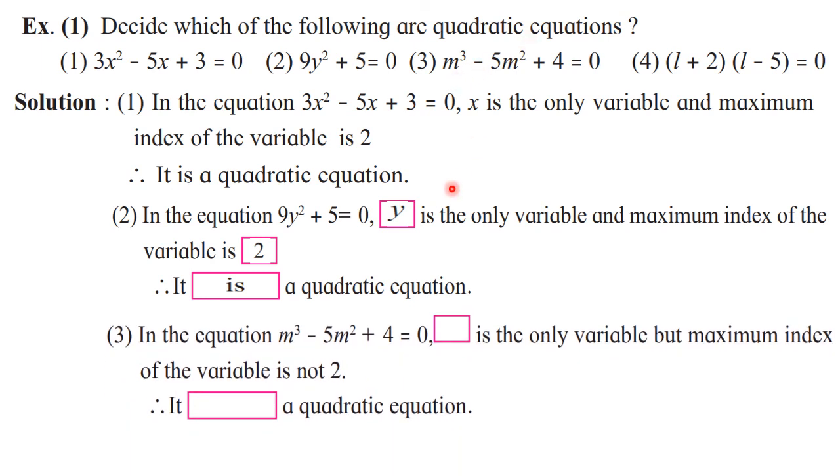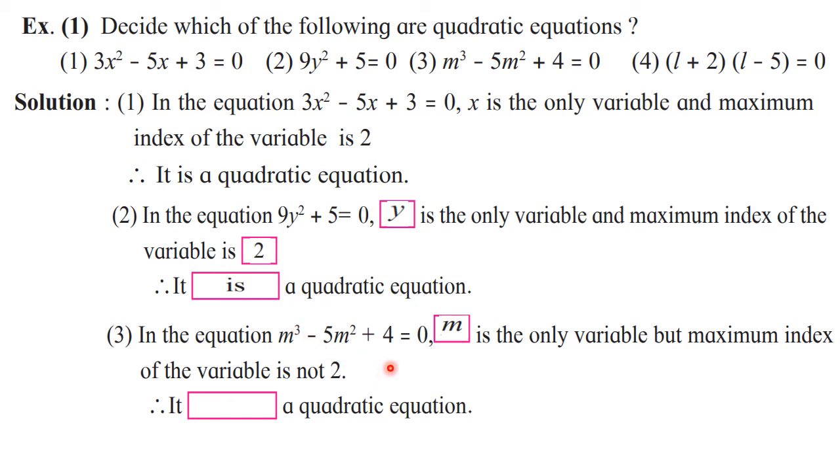Okay. m cube minus 5m square plus 4 is equal to 0. See here, what you can observe is m is the only one variable. So the first condition is satisfied, that m is the only one variable. But what we can observe here is the highest index is 3. That means our second condition, where we want the highest index as 2, is not satisfied.